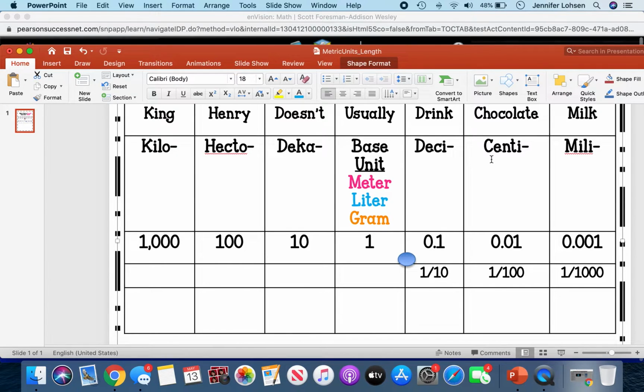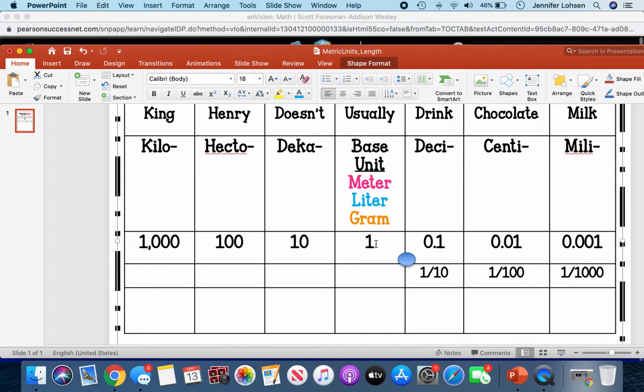Chocolate, the C in chocolate stands for centi, okay? Centi stands for 1/100th, again, read the same way as a decimal and a fraction. And then milk stands for milli, so 1/1000th as a decimal and as a fraction. Okay, so as long as you guys remember this, King Henry doesn't usually drink chocolate milk, you will be golden for your metric conversions. Okay, so let's figure out how we can use this. We've got this fancy chart. How can we use this to help us with our metric conversions?